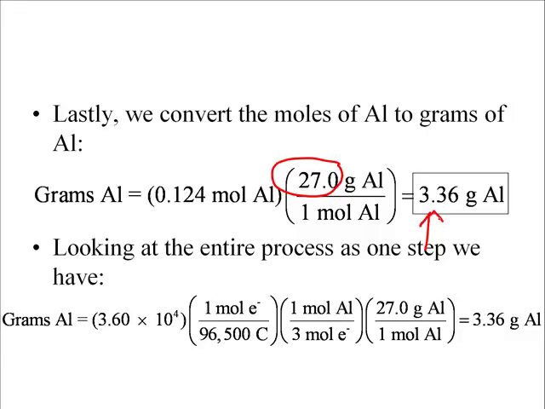Okay, here it all is in one step. You certainly don't have to separate it out how I did. I just wanted to show you each step individually. But you take your amps times seconds to get this number. You go from coulombs to moles of electrons to moles, and then moles to grams.